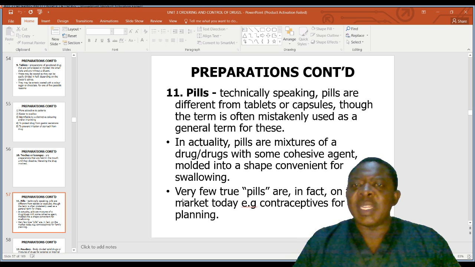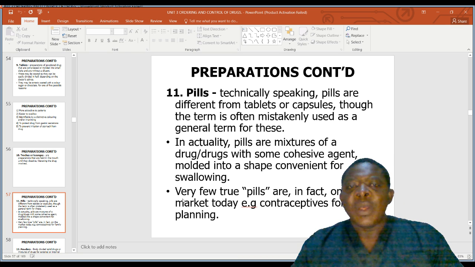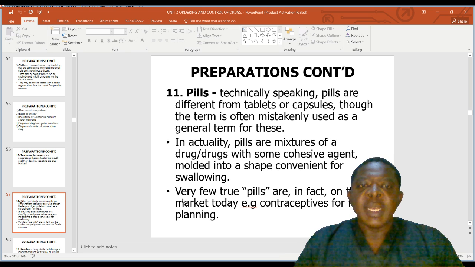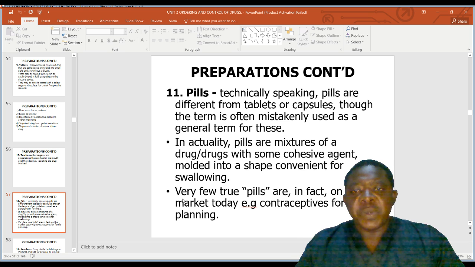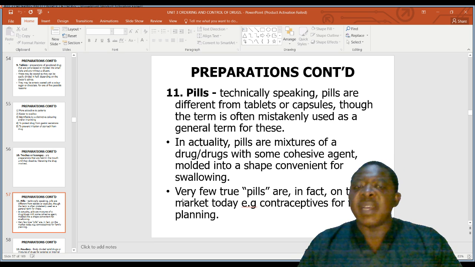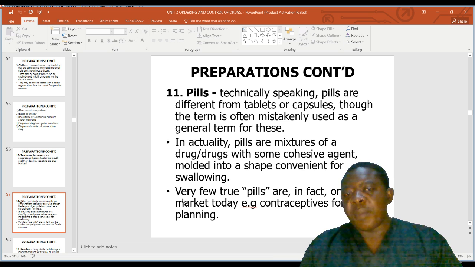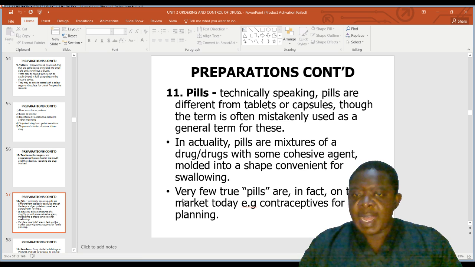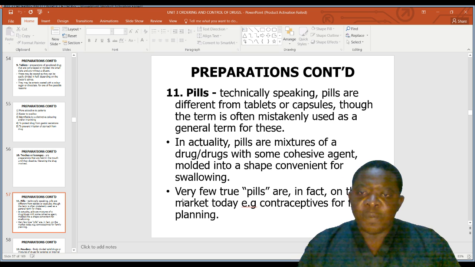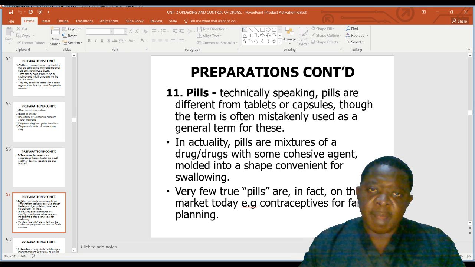Then we have pills as one of the preparations. Technically speaking, pills are different from tablets or capsules, though the term is often mistakenly used as a general term for these. In actuality, pills are a mixture of a drug or drugs with some cohesive agent molded into a shape convenient for swallowing. Very few true pills are, in fact, on the market today. For instance, when you talk of contraceptives for family planning, those are pills.